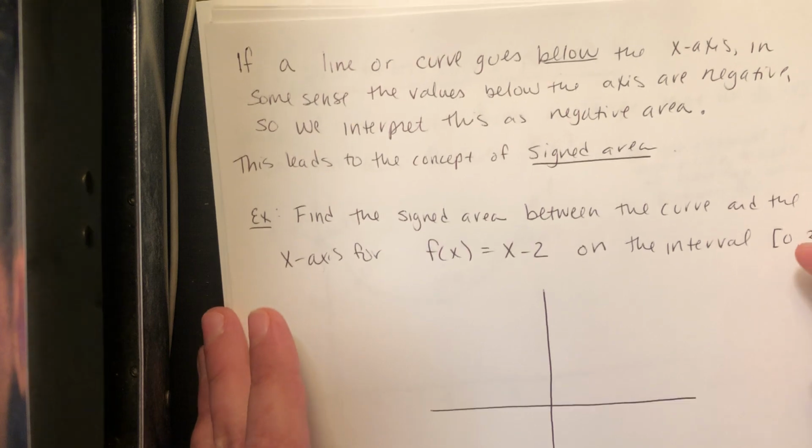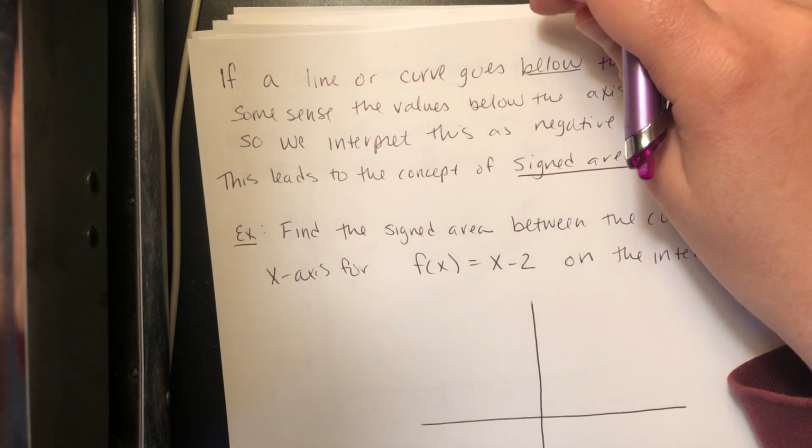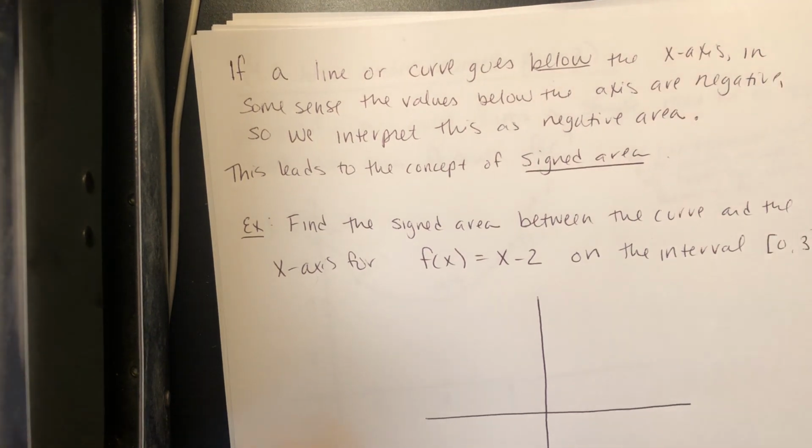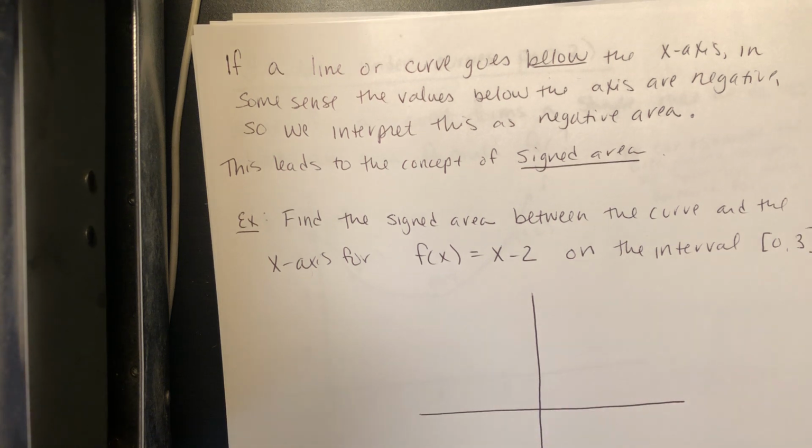Now, what happens if our line went below the x-axis? So far, in all the graphs that we've looked at, we've been looking at area that was above the x-axis, but we know that outputs of a function that are below the x-axis are negative outputs. So in some sense, we can consider that area below the x-axis as being negative area, and we call that signed area. So when we talk about the signed area between a curve and the x-axis, we just mean any area that's above the x-axis, right up here, is positive, and any area below the x-axis is negative.